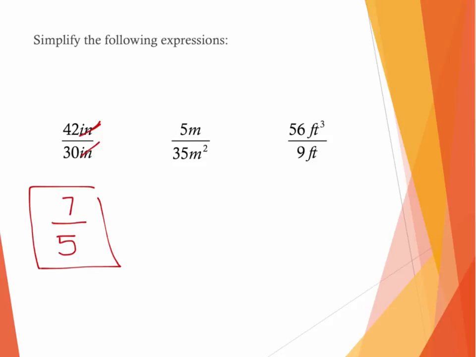Here I have 5 meters over 35 meters squared. So remember, meters squared means that I'm multiplying meters times meters. So one of the meters is going to cancel. 5 and 35 are going to reduce to 1 over 7. So I have 1 over 7 meters.